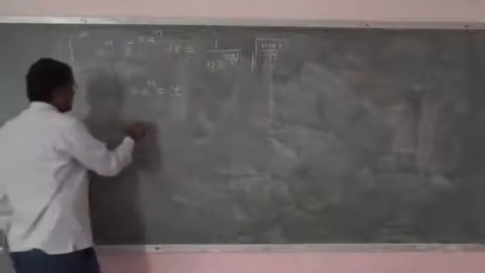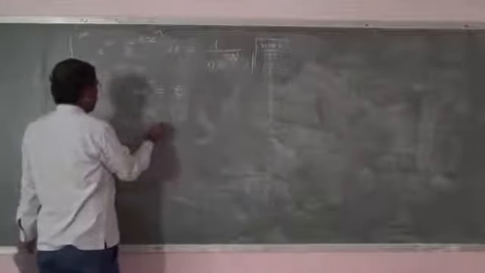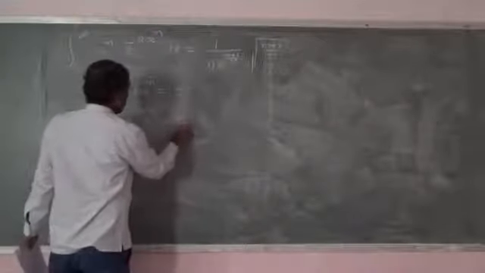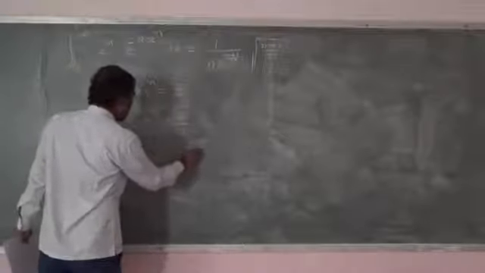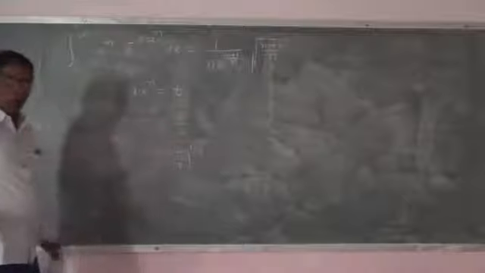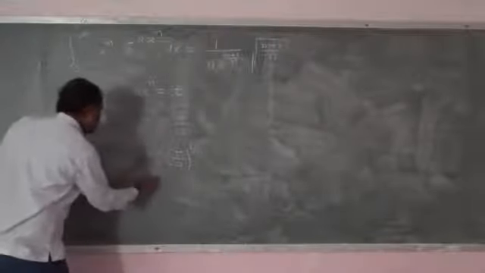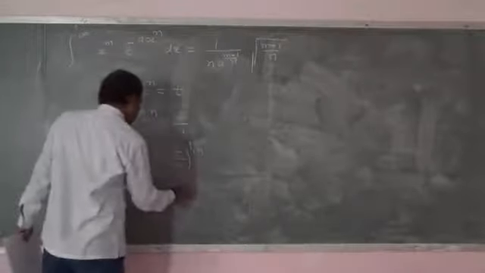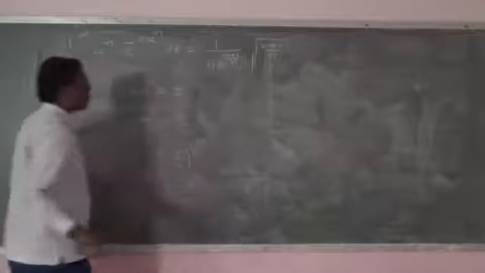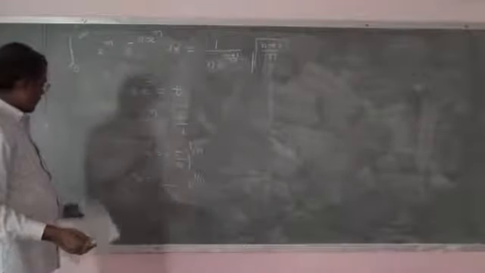So now this becomes x to the power n equal to t by a, or x is equal to (t by a) to the power 1 by n, isn't it? When the power comes to this side, it becomes 1 by n. So x is equal to 1 upon a to the power 1 by n, times t to the power 1 by n.